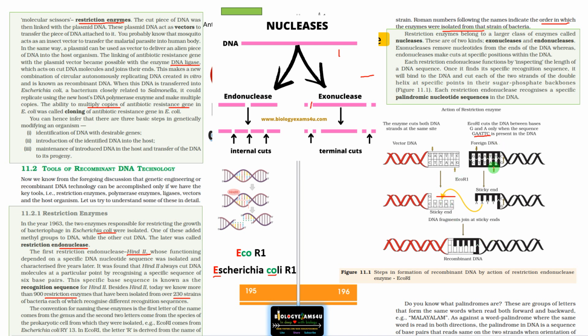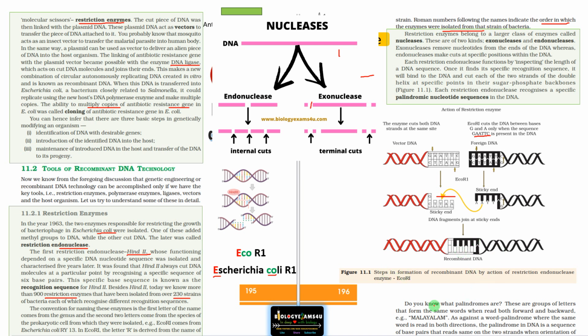So if this vector DNA and foreign DNA are cut with the same restriction enzyme, and it forms sticky ends, we can easily join them to form a recombinant DNA molecule. As complementary base pairing happens, it will easily form hydrogen bonds if there is a complementary sequence.